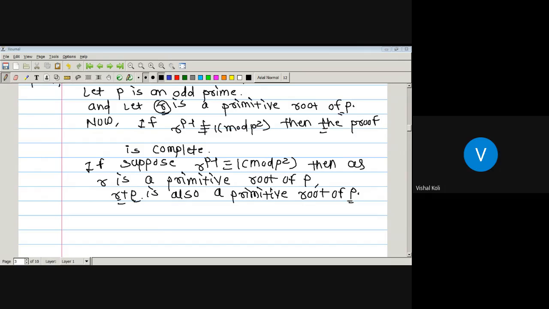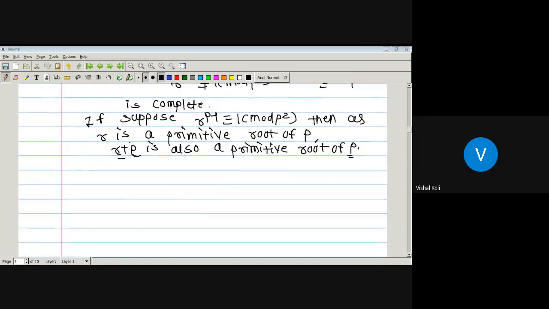Yes, sir. And as r is a primitive root, then this r plus p is also a primitive root, since r plus p is nothing but r over p. So as r is a primitive root, r plus p is also a primitive root. So replace r by r plus p, that is r1, where r1 is nothing but r plus p.